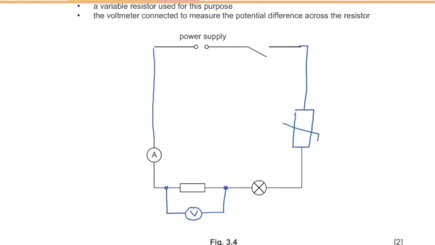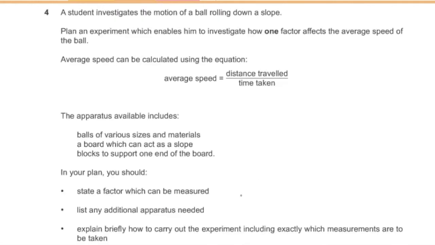Question number 4. A student investigates the motion of a ball rolling down a slope. Plan an experiment which enables him to investigate how one factor affects the average speed of the ball. Average speed can be calculated using the equation, which is total distance traveled divided by time taken. The apparatus available includes balls of various sizes and materials. So we have balls of different kinds, a board which can act as a slope, and blocks to support one end of the board. In your plan, you should state a factor which can be measured.